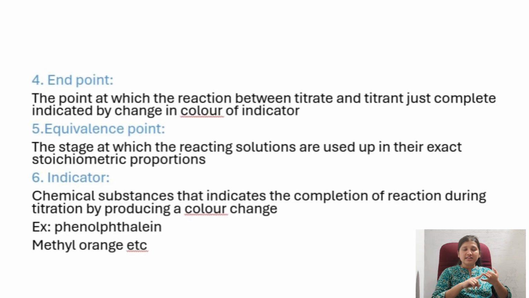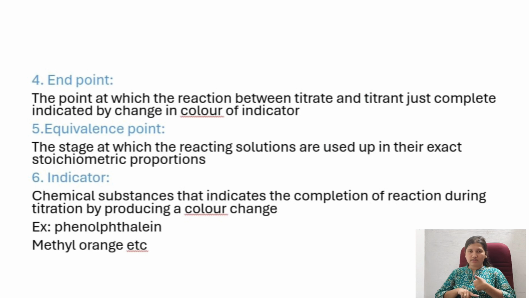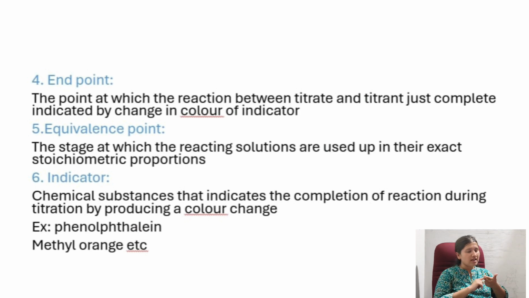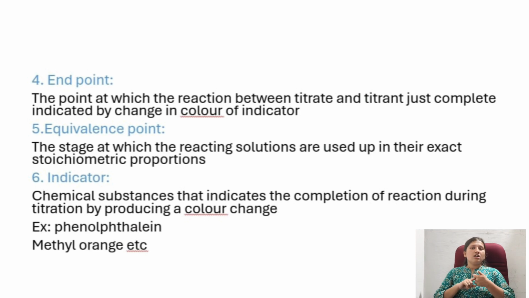External indicator means the indicator is added outside the conical flask. This is known as external indicator. Next, the third one is a self indicator. In the titration process, we take two solutions. One is a known concentration solution. Another one is an unknown concentration solution. In these two solutions, one of the solutions can act as an indicator, which is known as a self indicator.